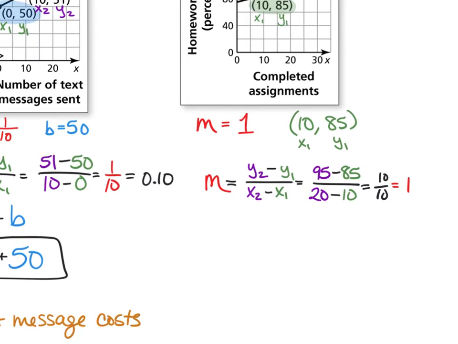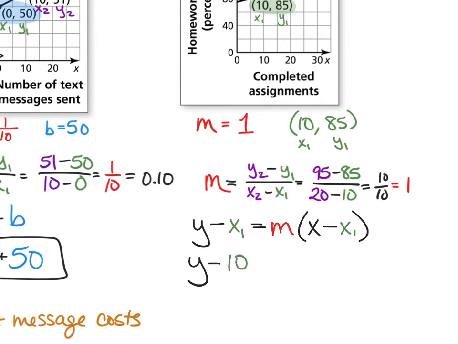But this time, we're not going to fill in y equals mx plus b because we weren't given the y-intercept. We're going to fill in y minus y1 equal to m times x minus x1. But don't worry, we have all of those parts. If we fill them in, it's y minus 10 equal to 1.